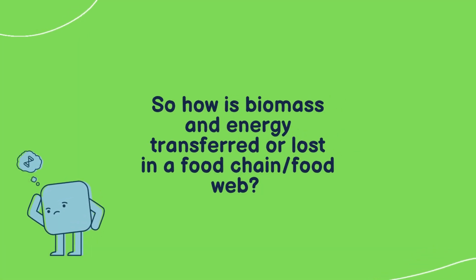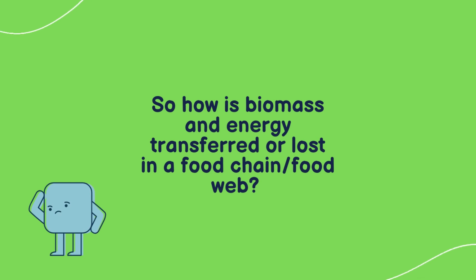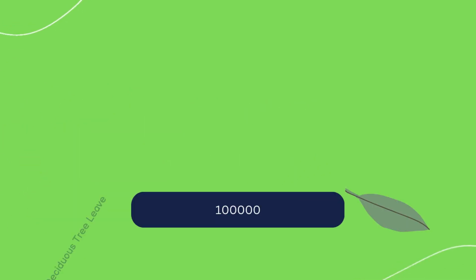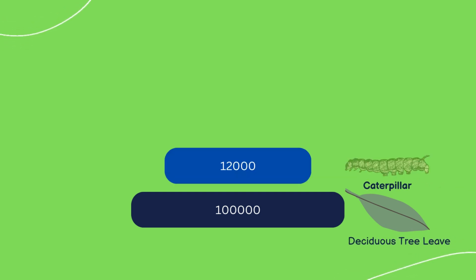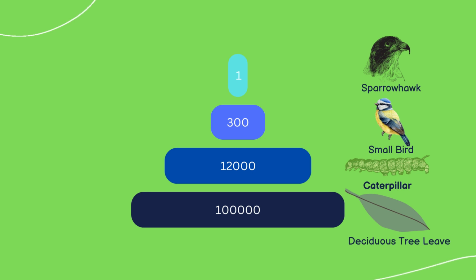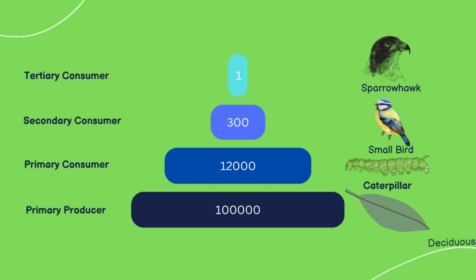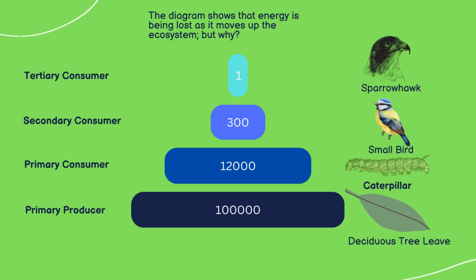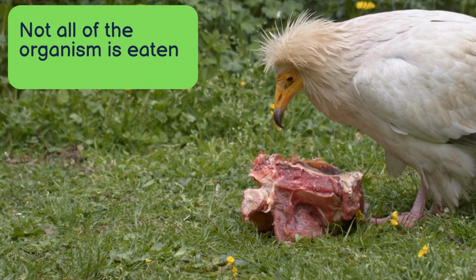Now we understand how a food web works. We're going to take a look at how energy can also be lost through the food chain or the food web. Now, this is the food chain from earlier. You can also see that energy and biomass is lost as the food chain progresses. But why? Well, there are a number of reasons.